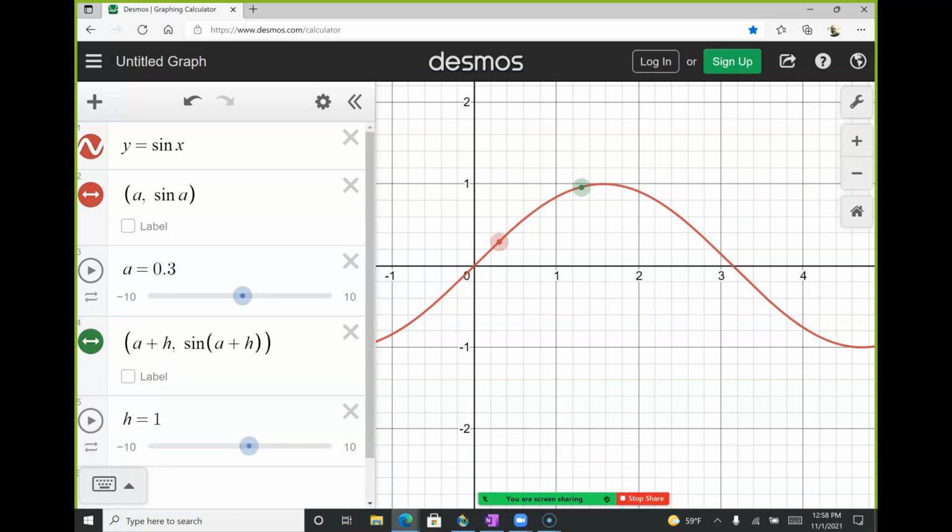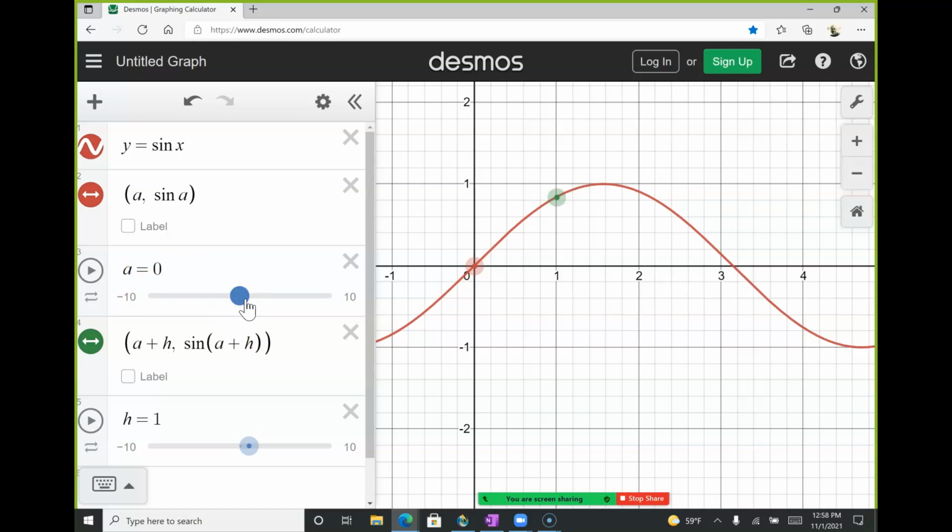Now that one I'm going to move. The first point is going to stay fixed. So a comma sine of a, I'm going to keep it fixed. In fact, you know where I want it. I wanted it at a is 0, right? I already told you that I want it there, right?